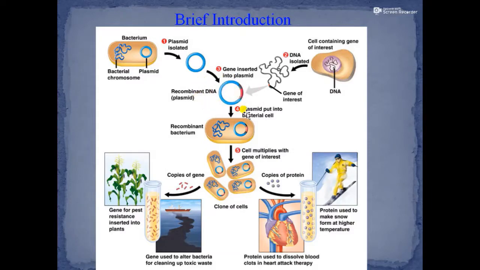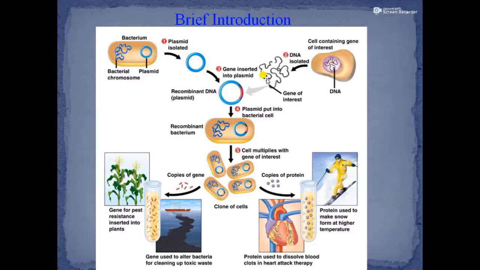This gene of interest can be combined only with something which is already capable of being cut, and at the same time which is ready to carry a small amount of DNA. So now this is called the vector. The gene of interest is combined with the vector. The details of the vectors and all that I will be telling later. I'm just giving you a brief introduction right now.